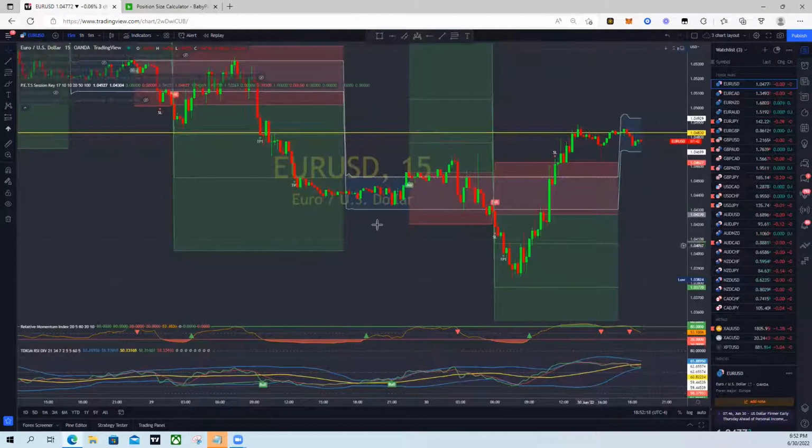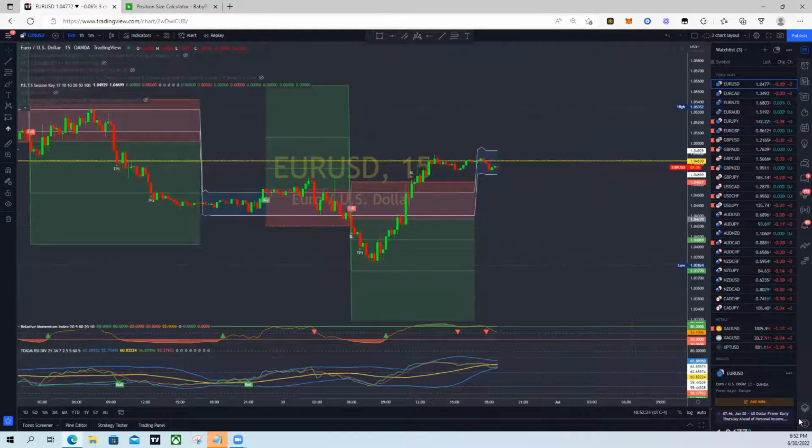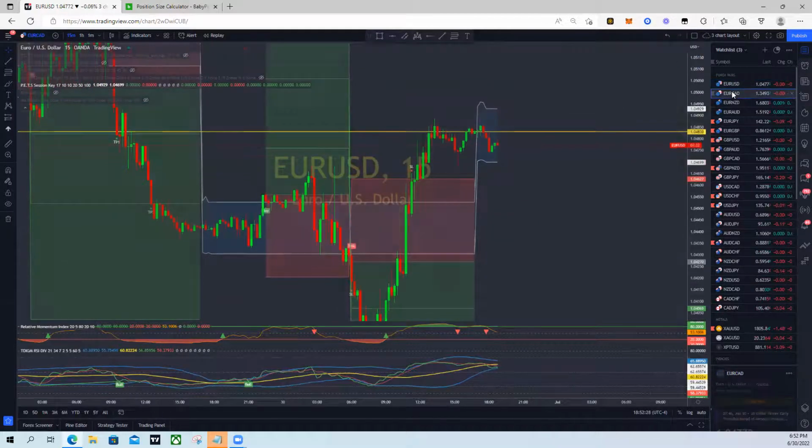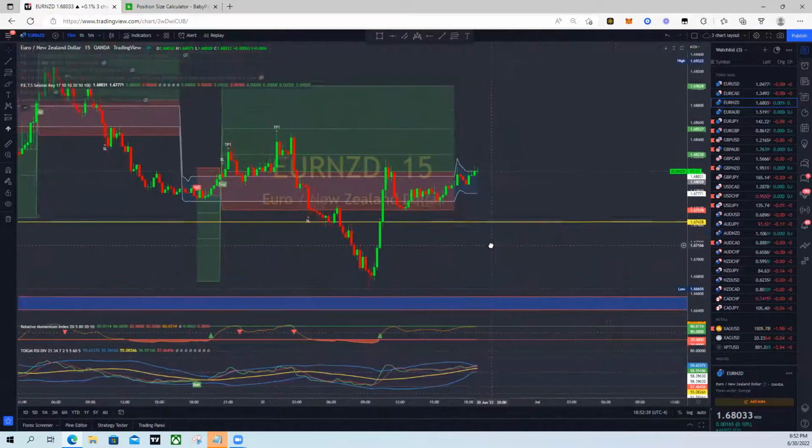So here we got Euro USD. This is a new channel. So what I do is notice that as this zone is being created, I will wait for the initial break. Right now it's 6 o'clock. The zone is being created. As soon as you get a break, I would just scan to see which trades. Now we have a trade here on Euro NZD. It is at the top of the zone. This is a scary trade though.